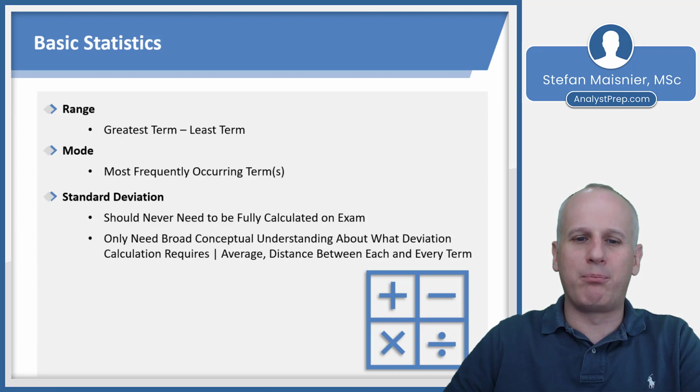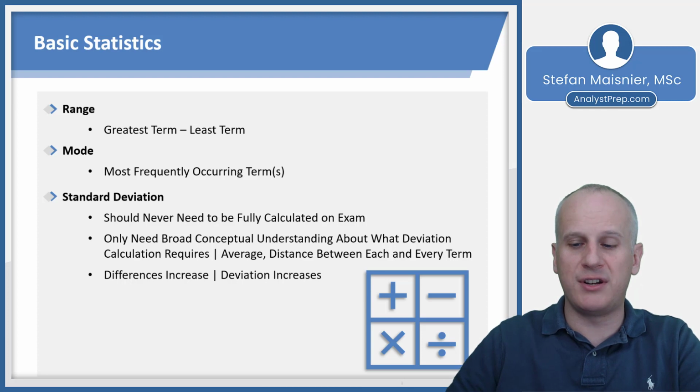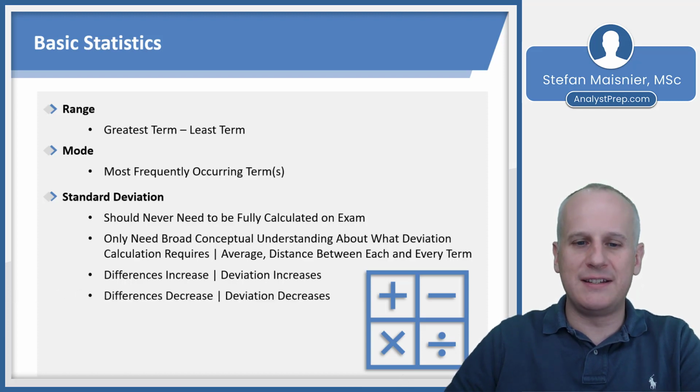You just have to have a broad conceptual understanding about what that standard deviation calculation is going to require. And that's the average and the distance between each and every term. And you have to understand proportionally what happens with standard deviation. So if your differences in the terms increase, your deviation increases. If your differences in the terms decrease, your deviation decreases.